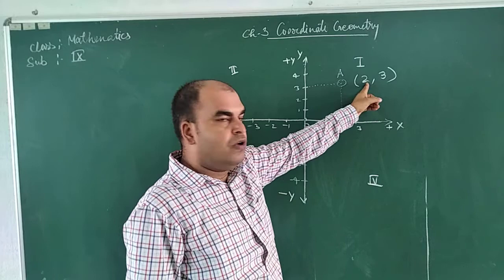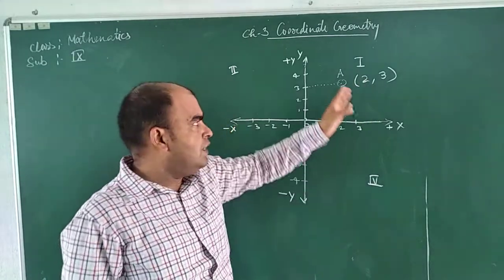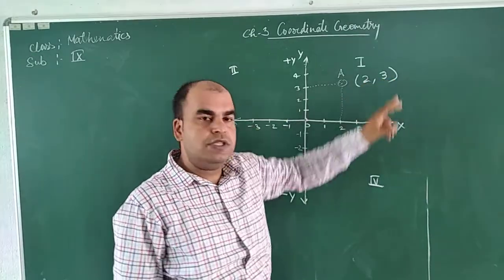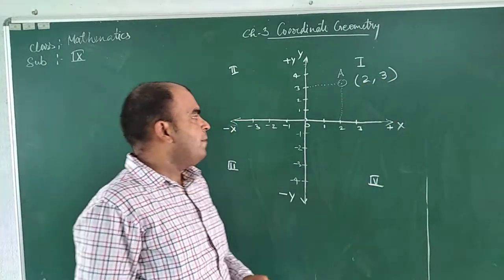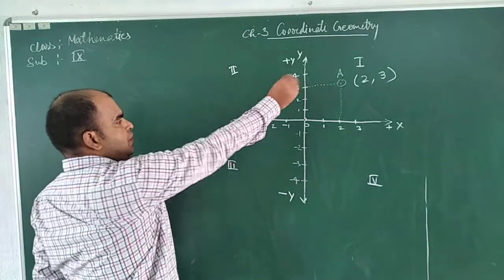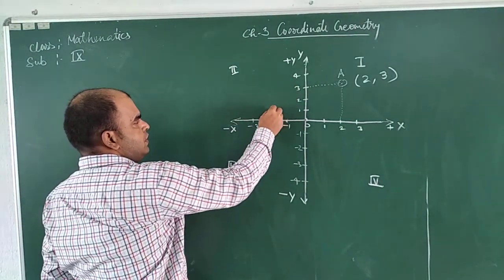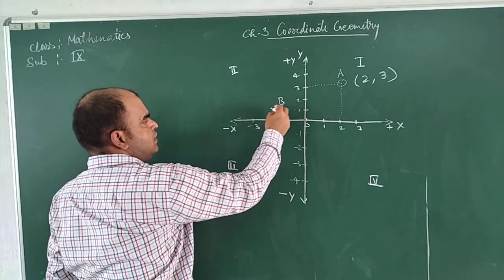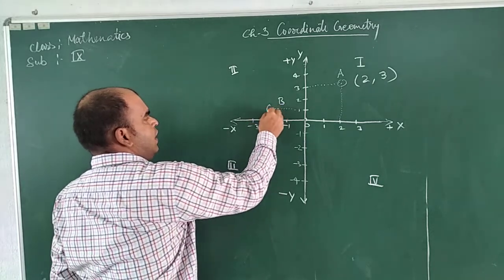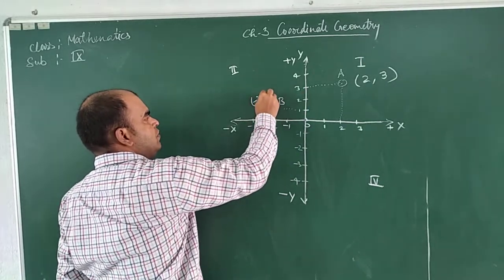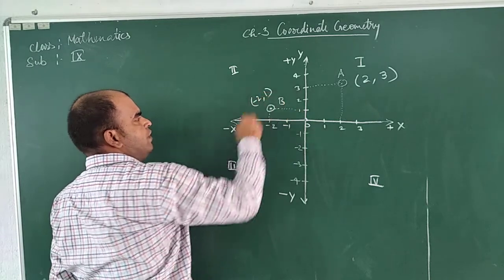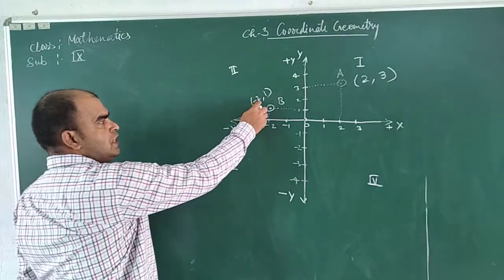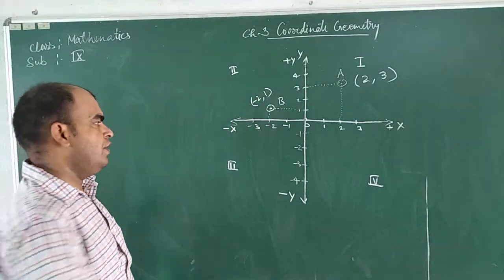Now the x coordinate is known as abscissa and the y coordinate is known as ordinate. Suppose you represent any point on this side, say point B. Again draw perpendiculars from B to the y-axis and to the x-axis. On the x-axis this intersects at minus 2 and on the y-axis at 1. So this is (minus 2, 1): abscissa is minus 2 and ordinate is 1.